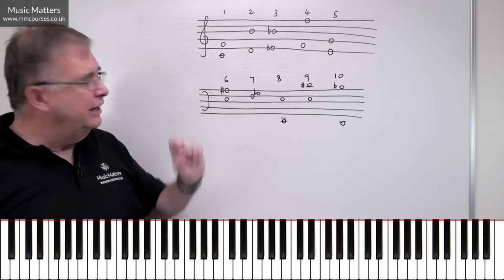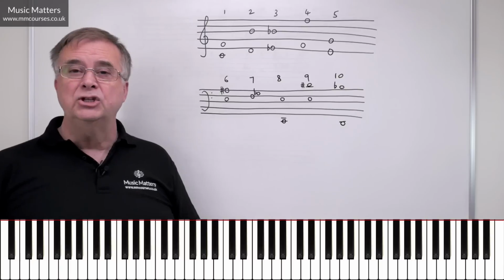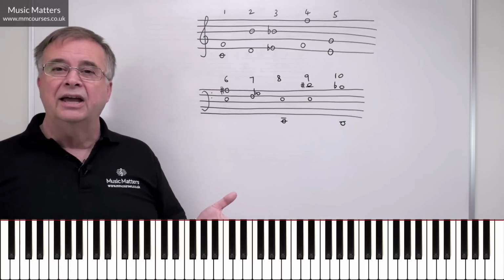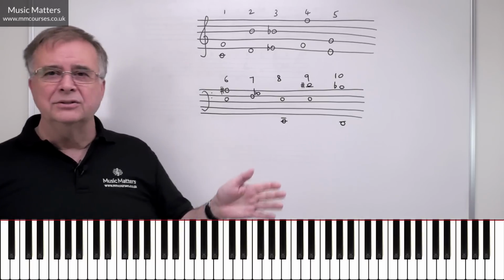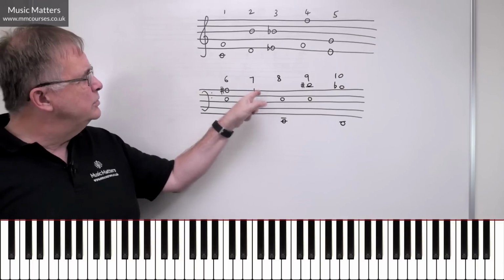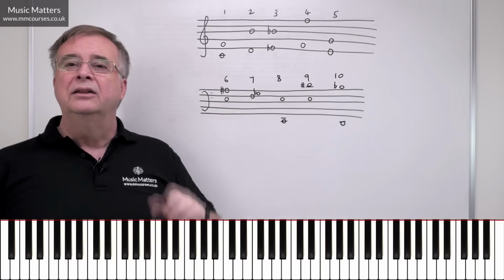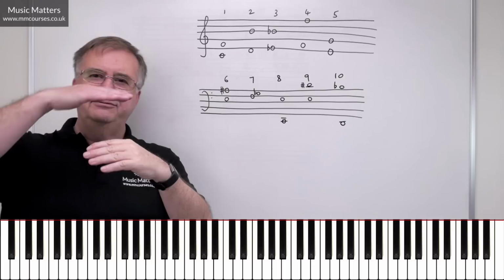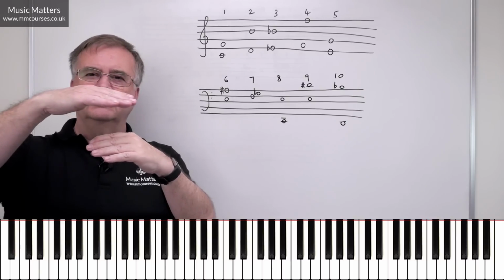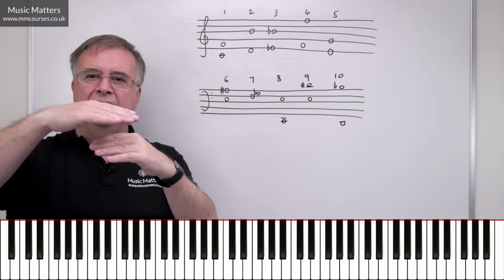Well, if the lower note's F, we're thinking in the scale of F major. If you know your key signature for F major, you know it's got 1 flat, which is B flat. So everything else is natural. So if F was going up to G natural, that would be a major second. So F to G, major second. But it's not F to G, it's F to G flat.